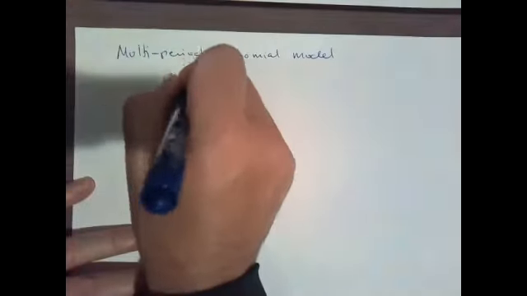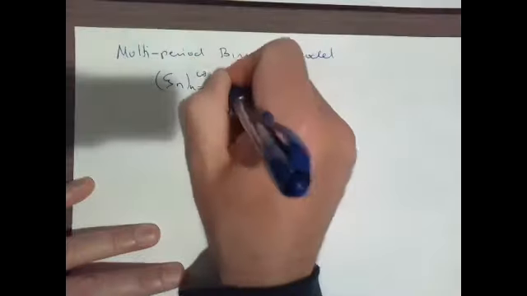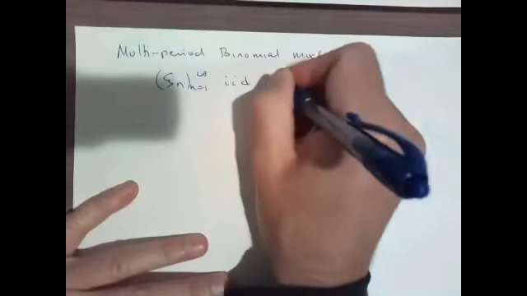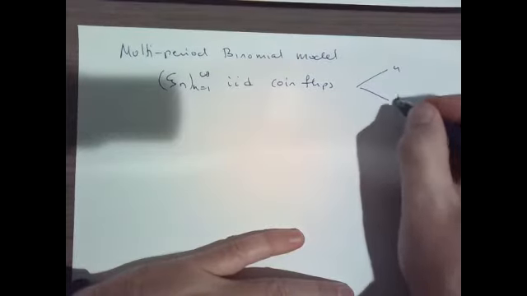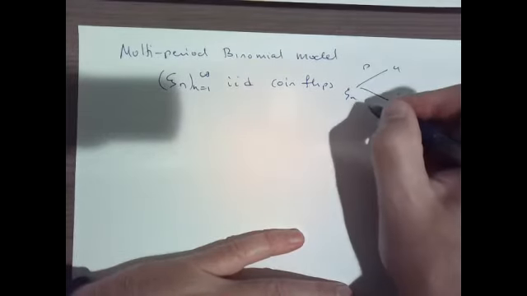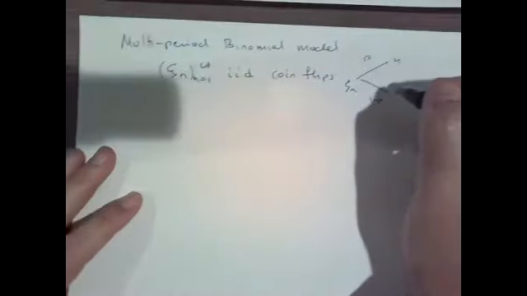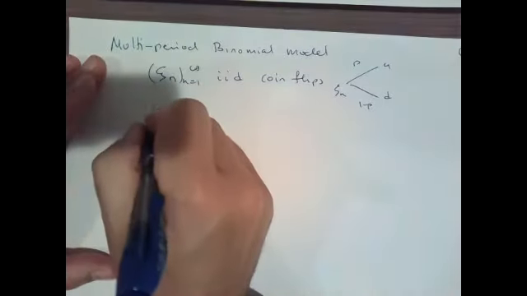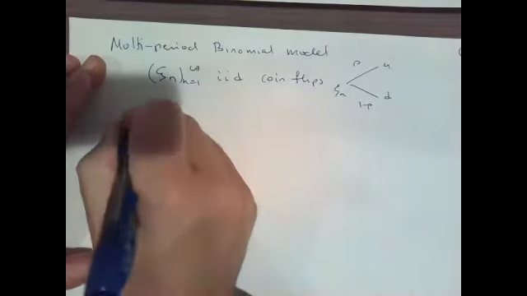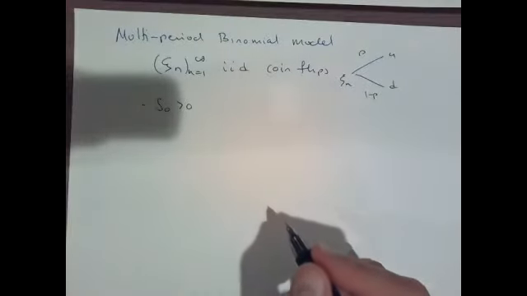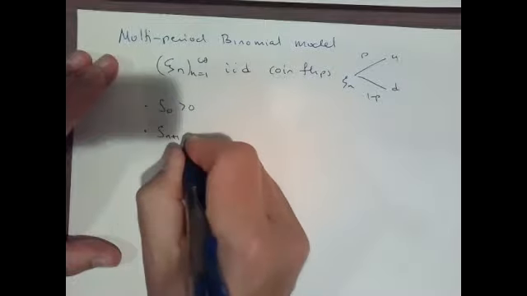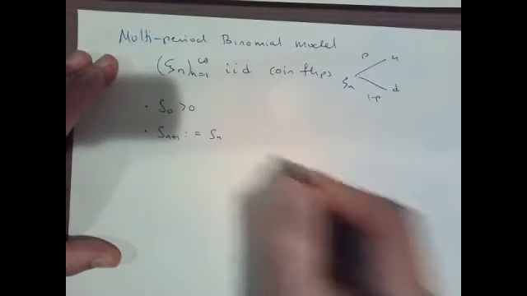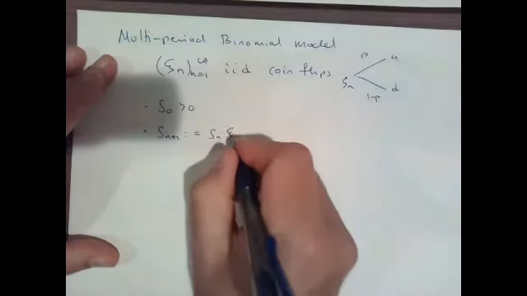And so the multi-period binomial model, just to remind you: I have these Bernoullis, these were IID coin flips. The model was it could be U or D with probability P and probability 1 minus P. And so I have my stock price. I would start it out somewhere positive, and then I would get the next stock price simply by taking the previous one times one of these Bernoullis.